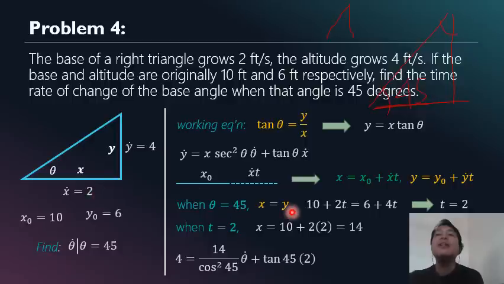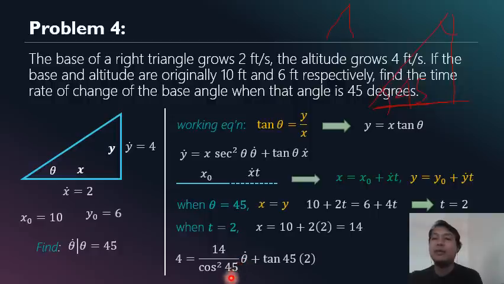Okay? So, lagay ko lang dito ha. Okay, ito yung y dot na 4. Tapos sa 14, ito po yung ating x. Tapos 1 over cosine squared is secant squared. And then ito yung hinahanap natin na theta dot. And then tangent 45 times x dot, which is 2. So we can now solve for this.